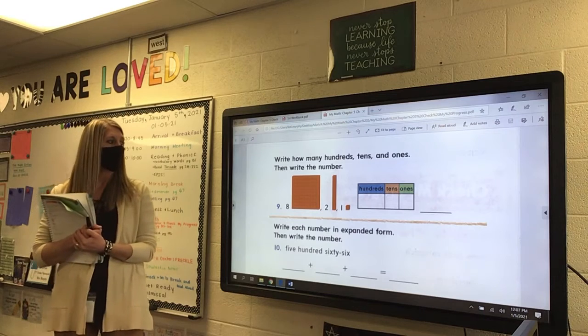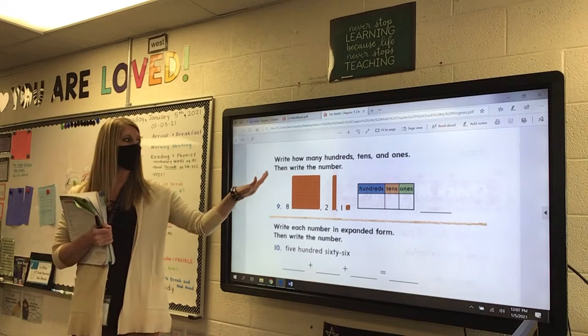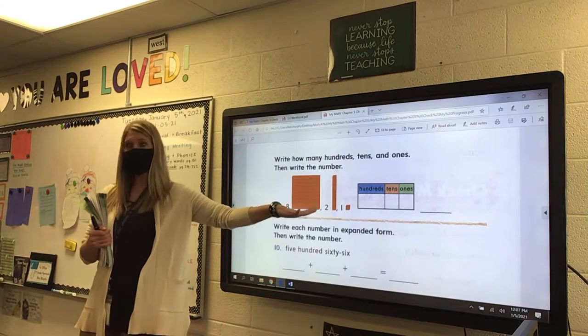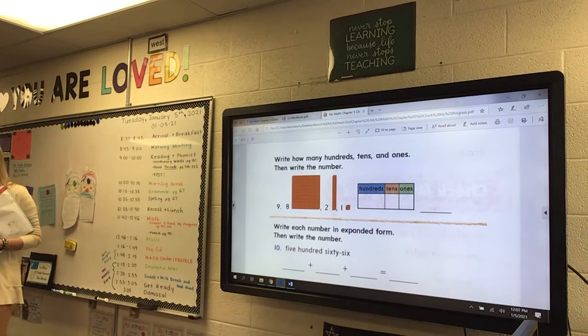All right. Number 9. Write how many hundreds, tens, and ones. Then write the number. So if I have 8 flats, 2 sticks, 1 cube, what would my number be?